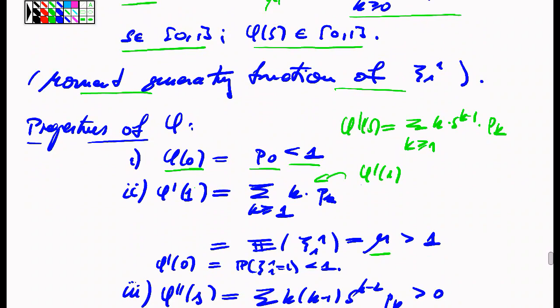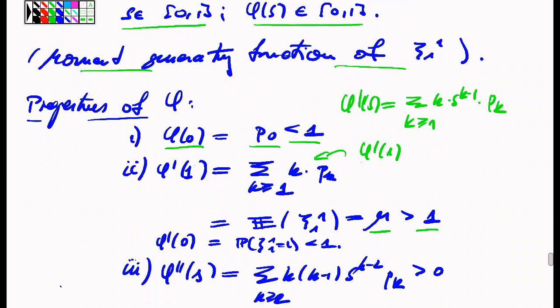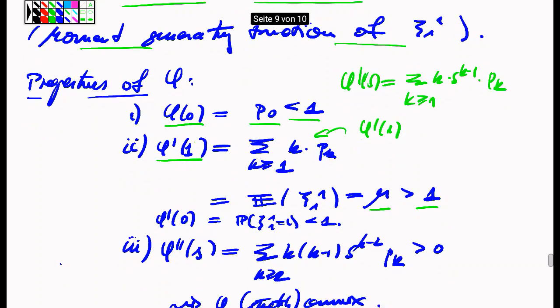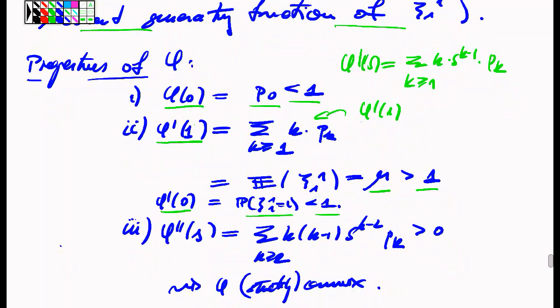That's the number mu, which is assumed to be strictly bigger than 1. So phi prime at 1 is mu, strictly greater than 1. Likewise, phi prime of 0, by a similar computation, is the probability that the offspring is exactly 1, and this is, in the non-deterministic case, a number which is strictly below 1.